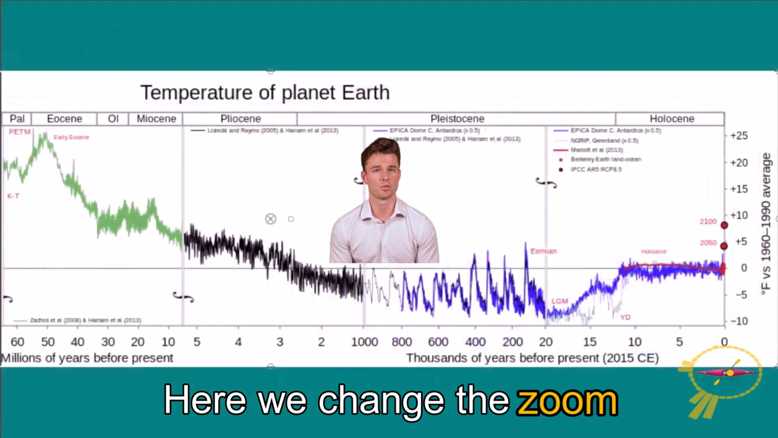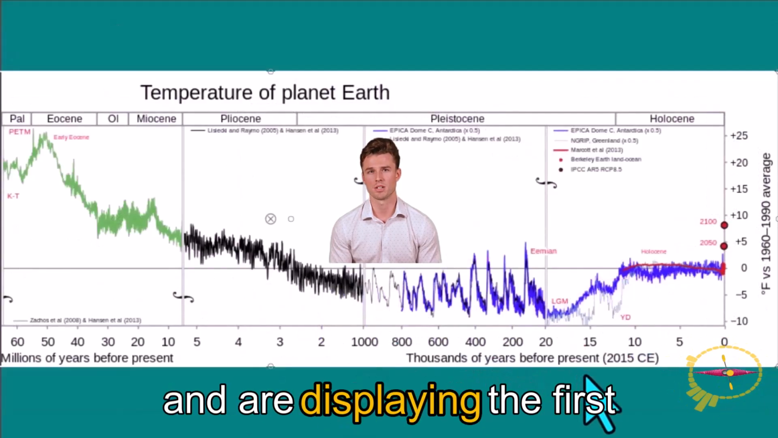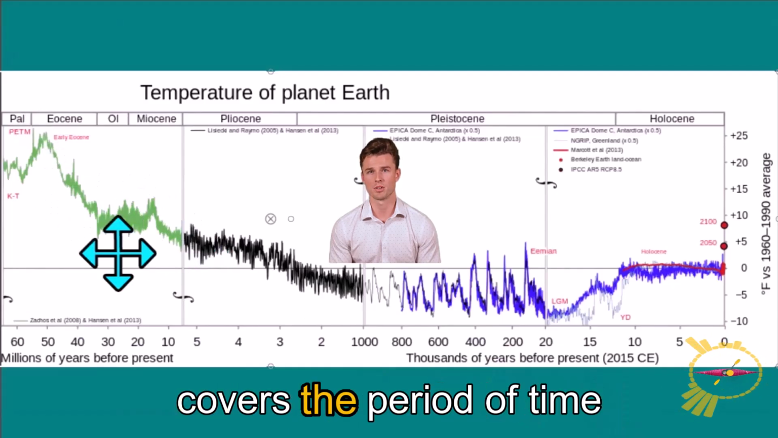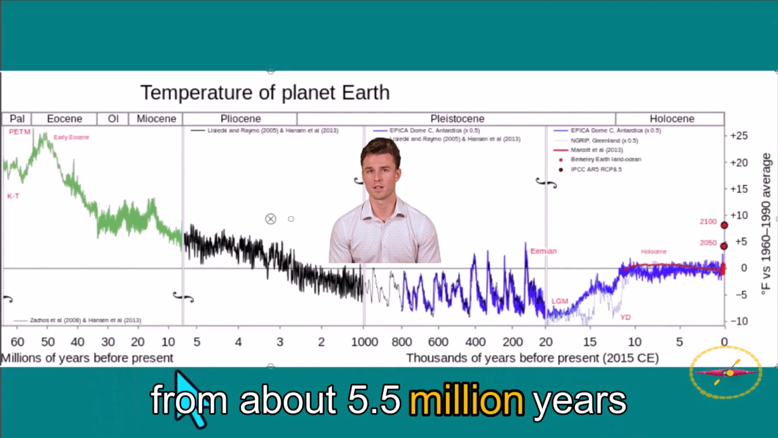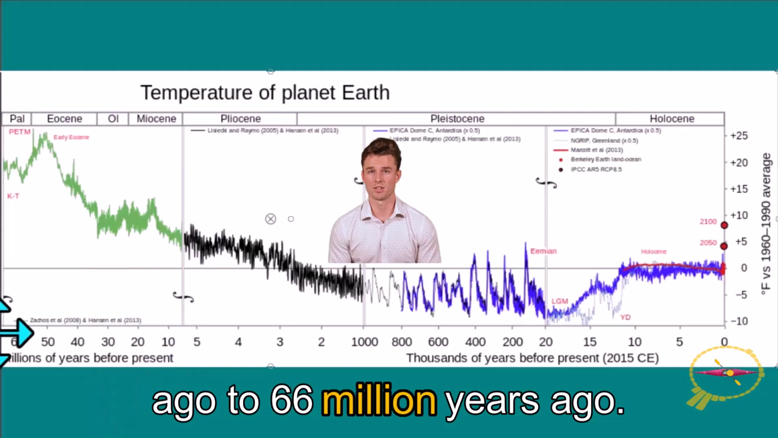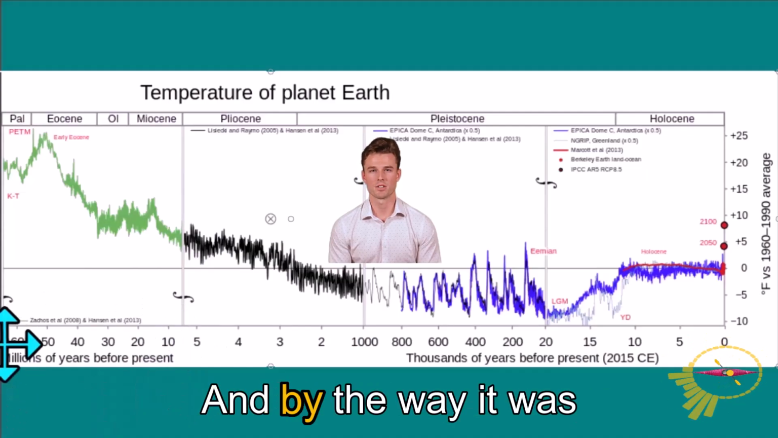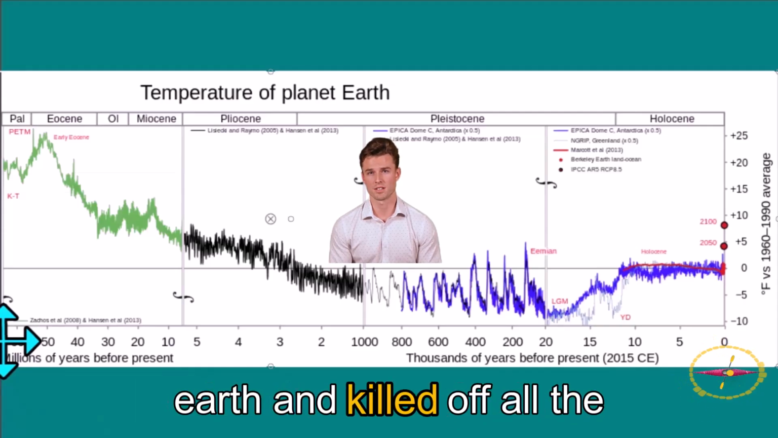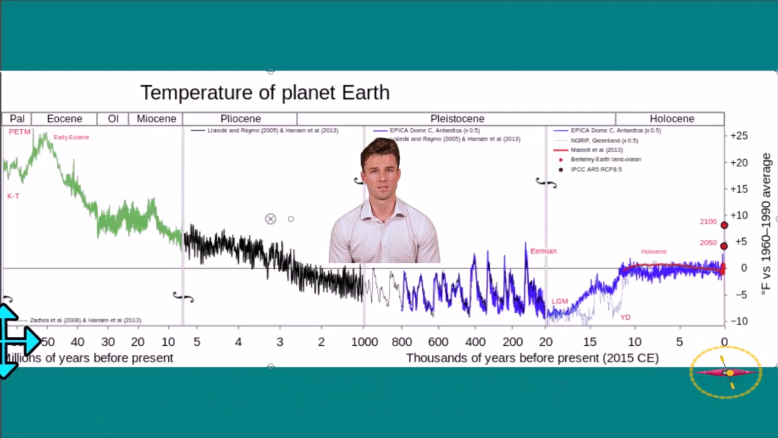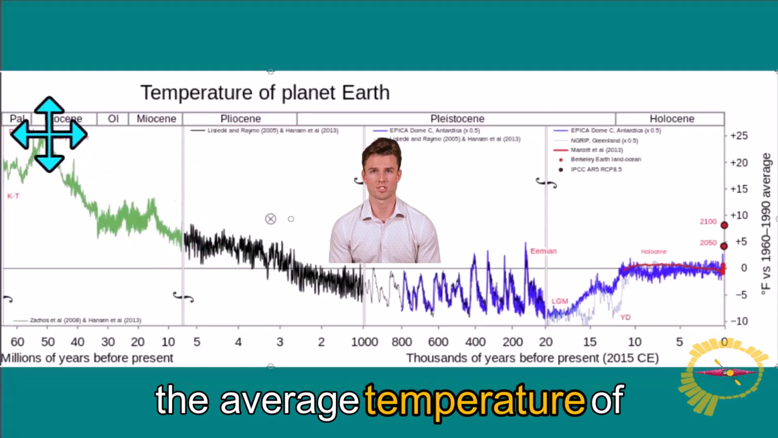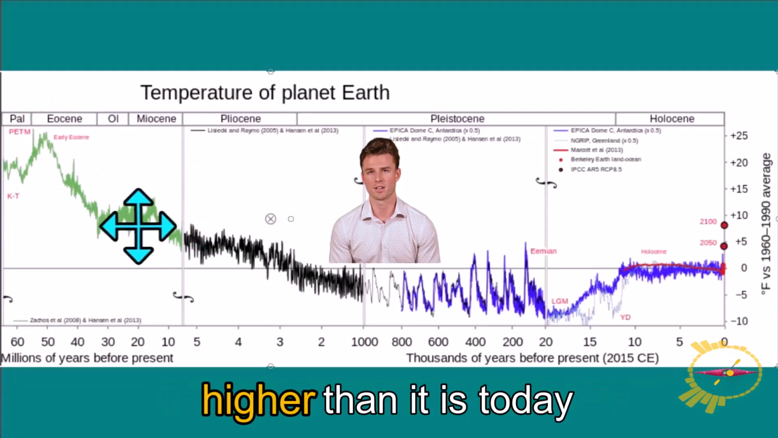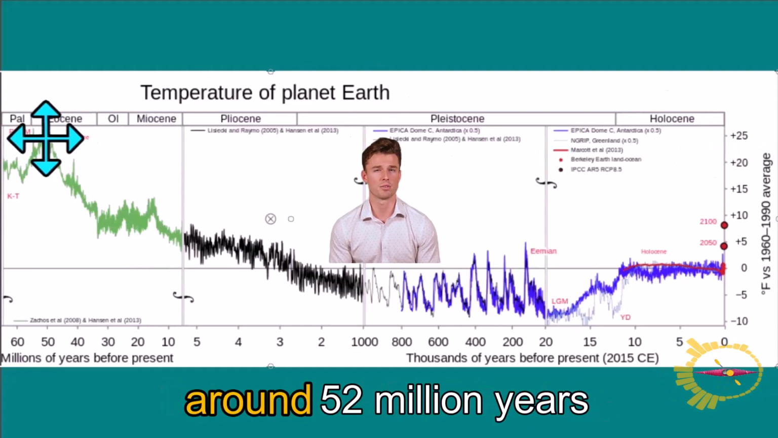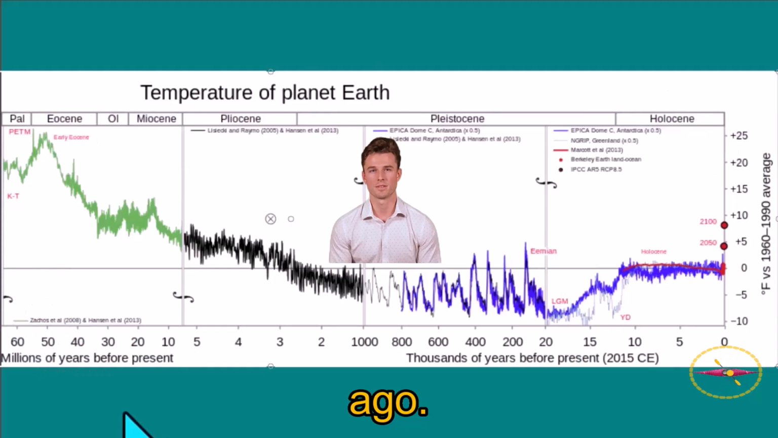Here we change the zoom value again on the chart and are displaying the first 4 panels. This green period again covers the period of time from about 5.5 million years ago to 66 million years ago. And by the way, it was about 66 million years ago when the asteroid hit the Earth and killed off all the dinosaurs. I'm going to point out that the average temperature of the Earth was substantially higher than it is today, approximately 25 degrees Fahrenheit higher, back around 52 million years ago.